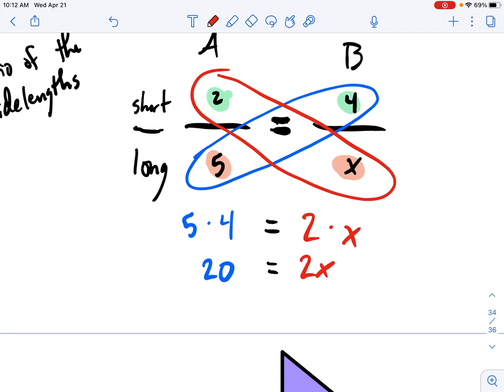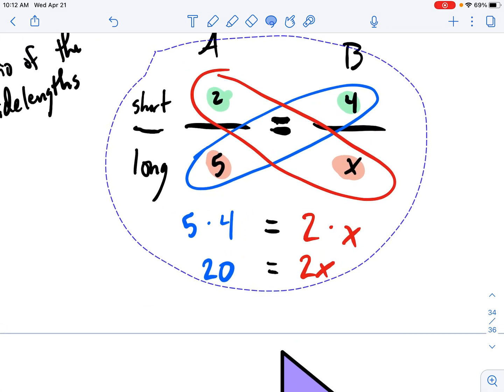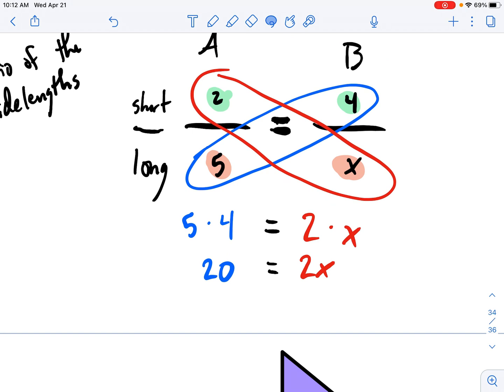And how do we go? Think back to algebra. Think back to when we did our algebra. How do we undo times 2?